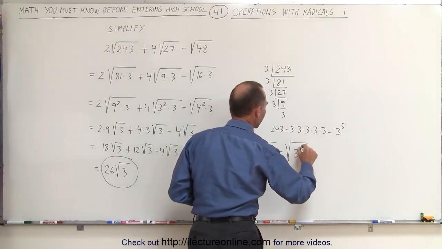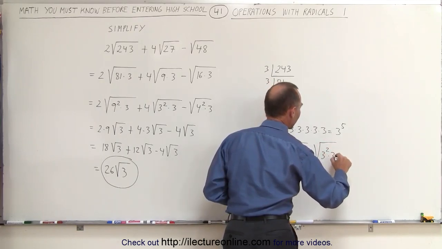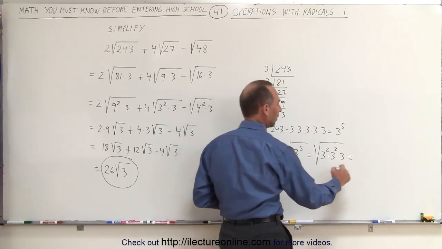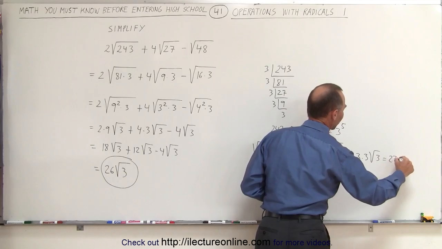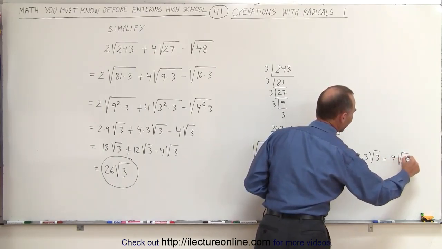And then you can go ahead and take the radical of 243 and write it as the radical of 3 to the fifth power, which can be written as the radical of 3 squared times 3 squared times 3. And then you can see that this can be written as 3 times 3 times the square root of 3, or 9 times the square root of 3.